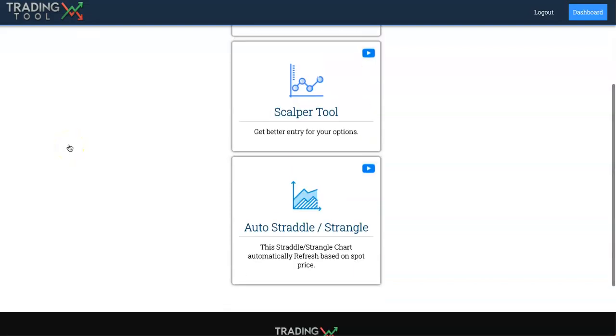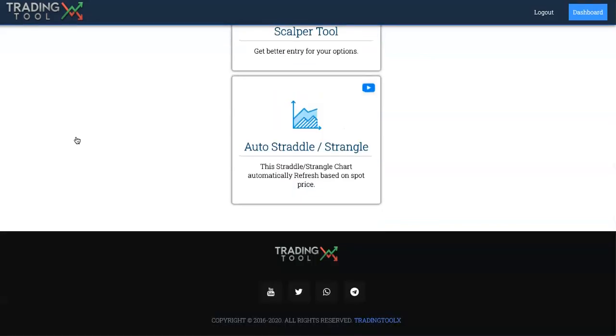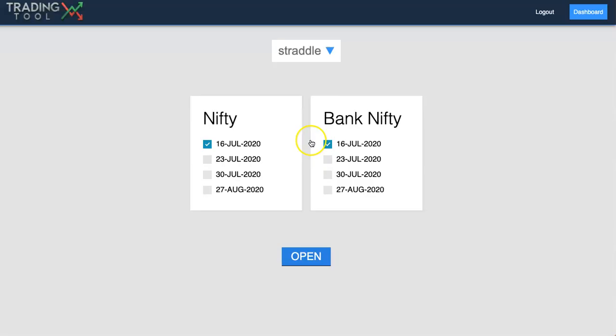Today I'm excited to announce my new tool, the Automatic Straddle and Strangle Chart, that has been released on tradingtoolx.com. Let me show you a quick demo of this new feature and explain some strategies that you can use with this tool. After logging in, please click on Auto Straddle Strangle. It will open something like this.